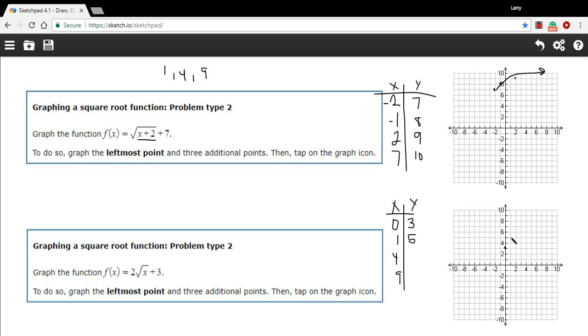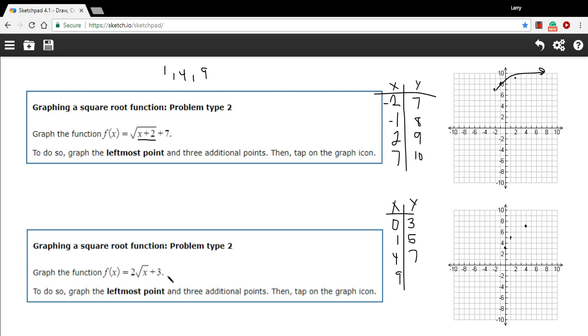So 1, 5 is one of our points. And you might see already this looks a little steeper than we're used to. That's because of this multiplication by 2. But let's go on. Let's put in 4 for x. The square root of 4 would be 2. Times 2 would be 4. Plus 3 would be 7. So 4, 7. That would be right there.